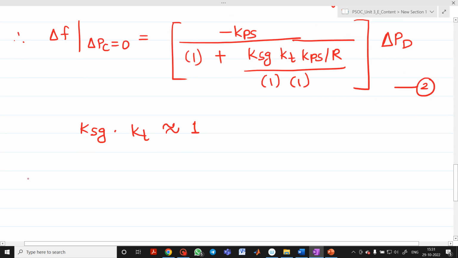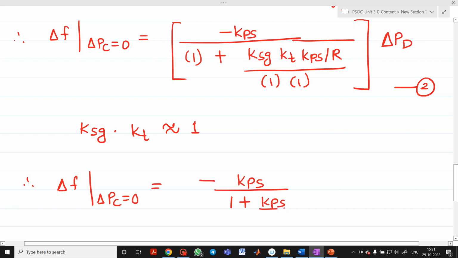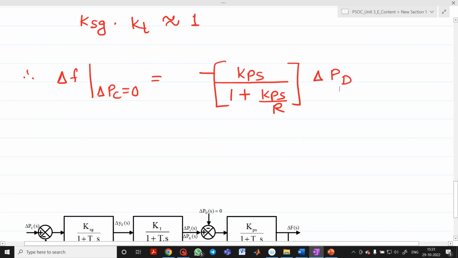If you put this expression in the above equation, delta f at steady state, when delta PC equals 0, will be equal to minus kps upon 1 plus kg into kt. Since kt is 1, I will write it as kps upon R, in brackets, into delta pd. Let me write this expression again.